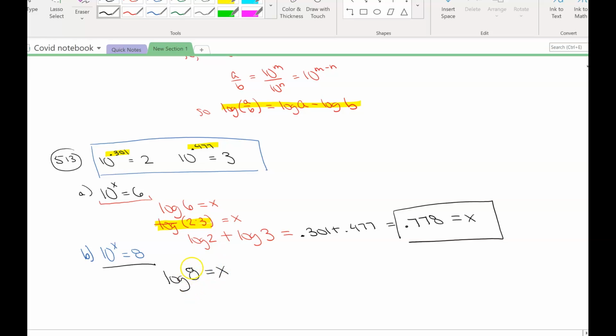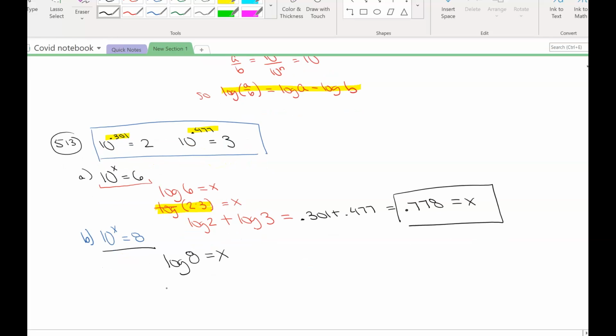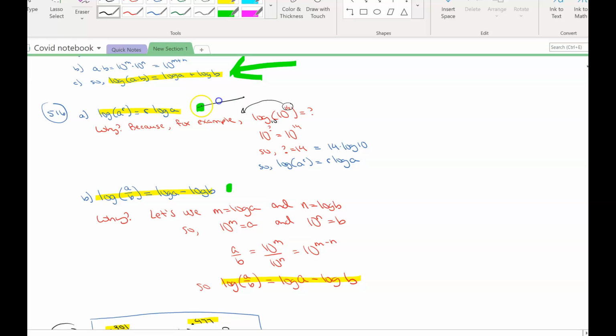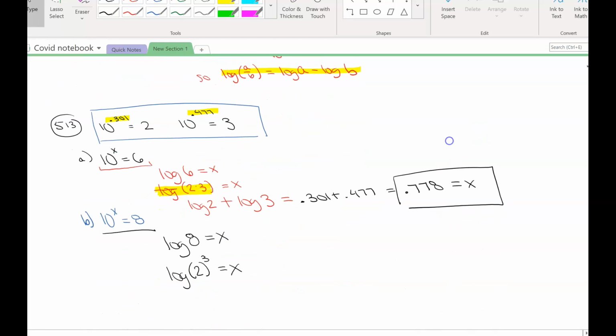How could I rewrite this number 8 in terms of 2 and or 3? Well, let's see. This is the same thing as saying log base 10 of, not 8, but let's call it log base 10 of 2 cubed. That also equals x. Okay, what property is that? I believe it is this one, right? Log base 10 of 2 cubed equals x. This is the same thing as the power of the 2 swinging in front, 3 times log of 2.